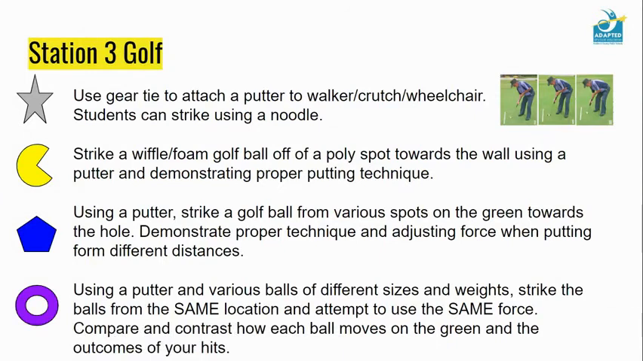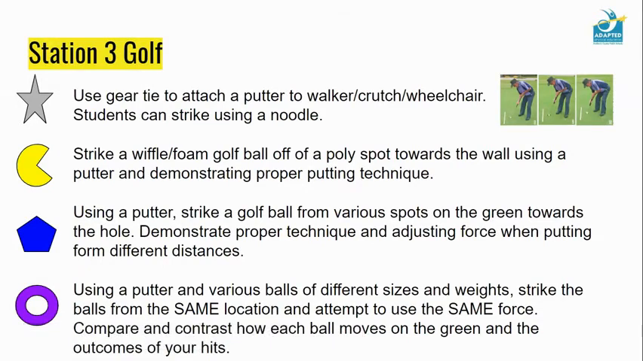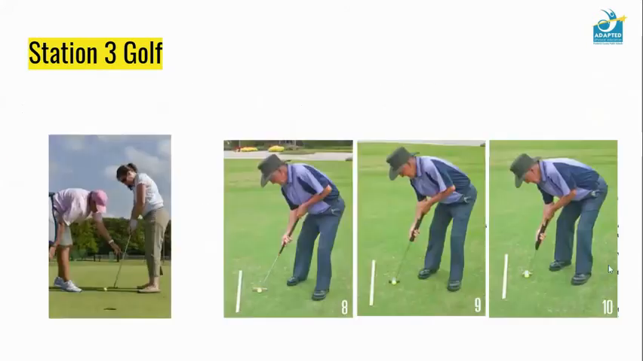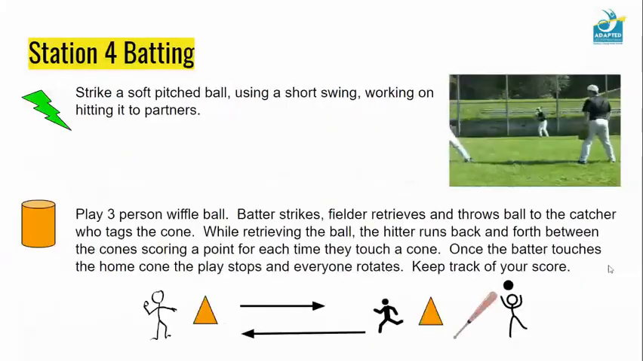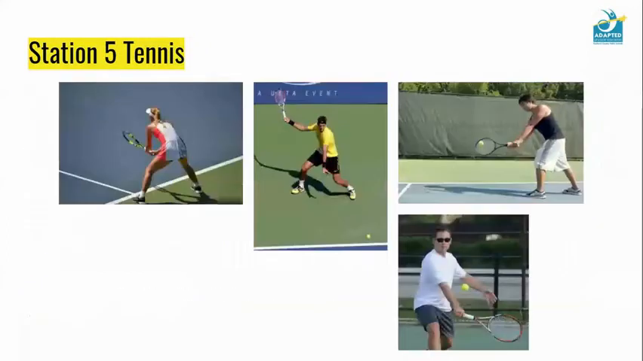They can use various things to play golf. We could use a noodle golf club. We have started to purchase some putt-putt things, some little greens. We have some golf clubs and golf balls, and we're going to add to our kits to include more golf. Softball, baseball, batting. Then we go to tennis.